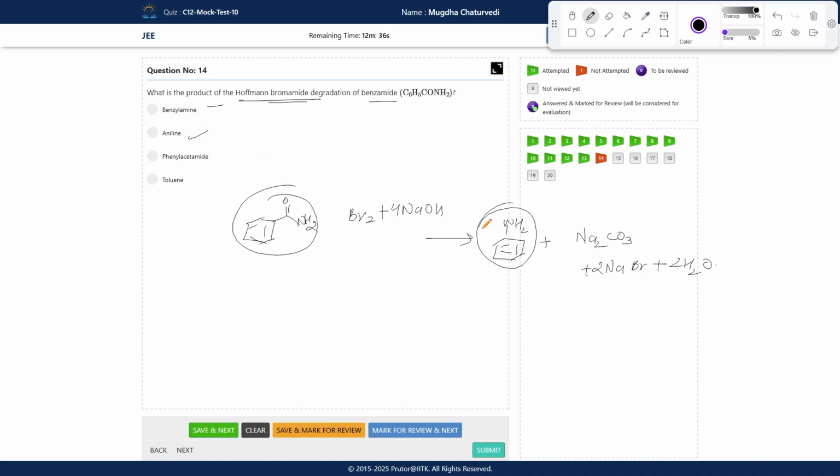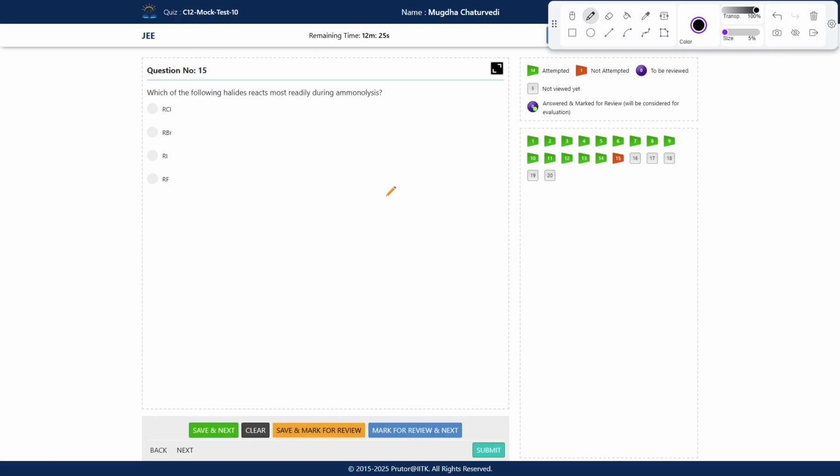If you look over here and you look over here, here we have one carbon less. Okay, so this is the product. So correct answer will be aniline. Now let us see the next question. Next question, it is saying which of the following halides reacts most readily during ammonolysis?